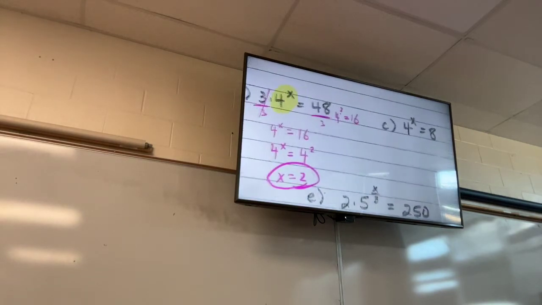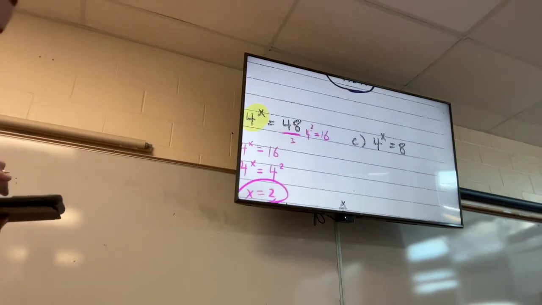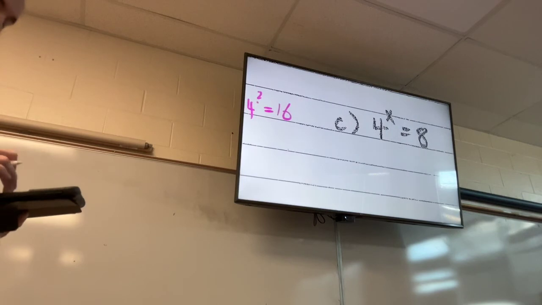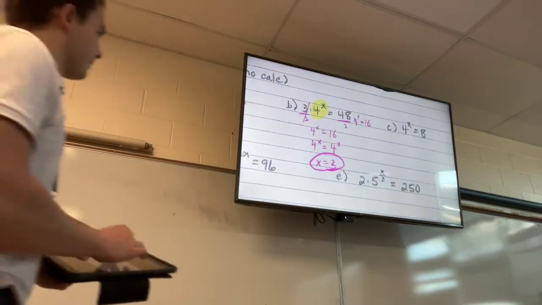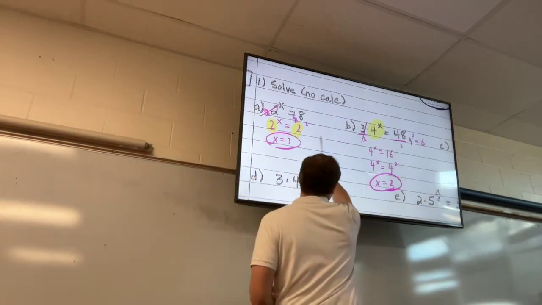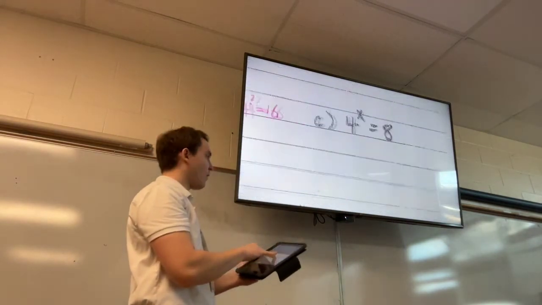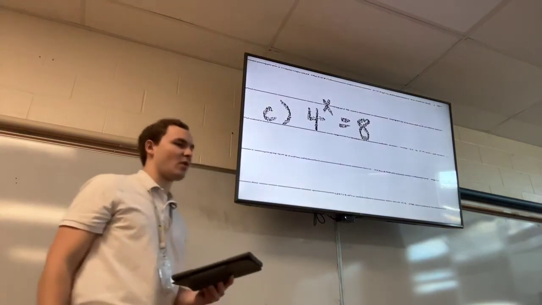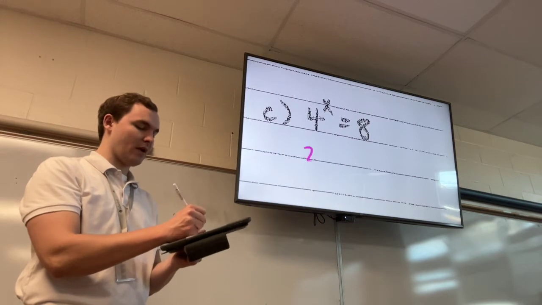4 to the x equals 8. How do we do this one? Anyone have an idea? So you want to keep doing what we've been doing, okay? Here, we want to get the 4 to the x by itself, which it already is. And then we've been making sure what are the same? The bases, right? So let's try to get these bases, 4 and 8. They're both powers of what number? 2, yeah? So we're going to rewrite this 4 as 2 squared.